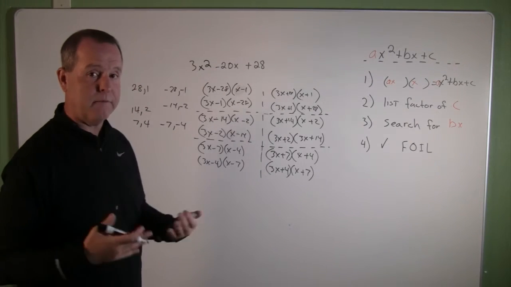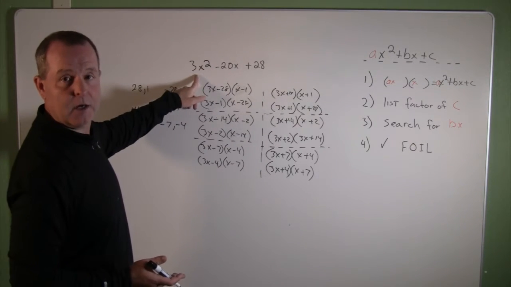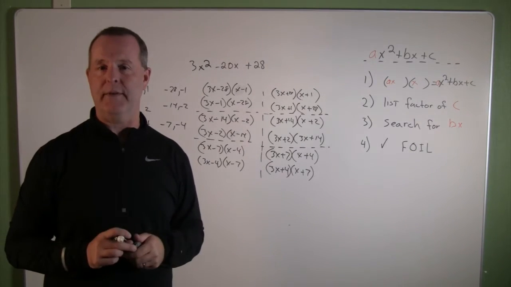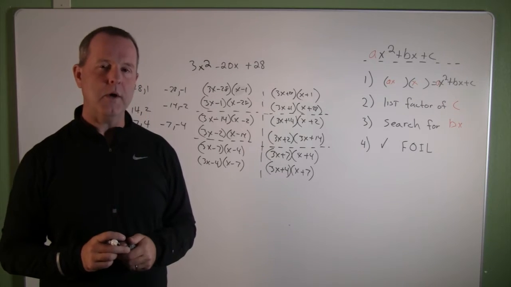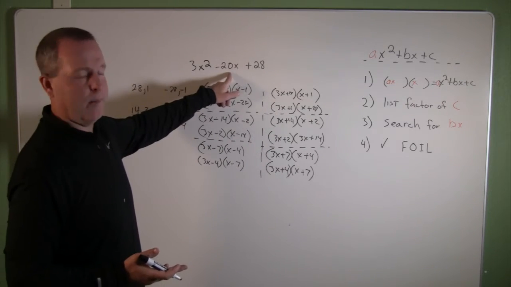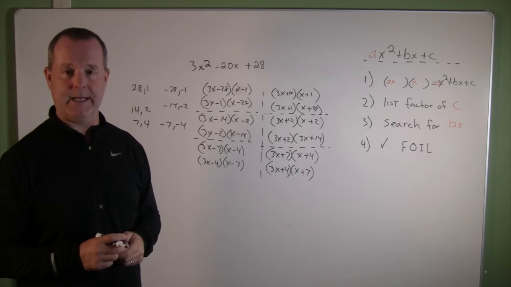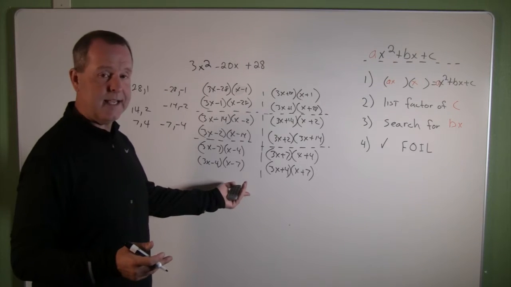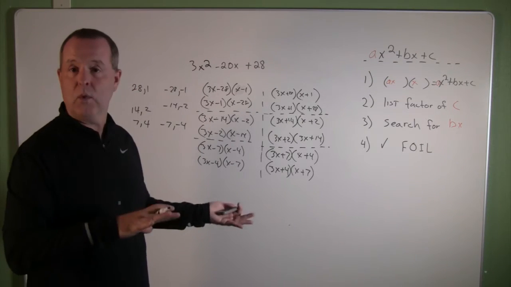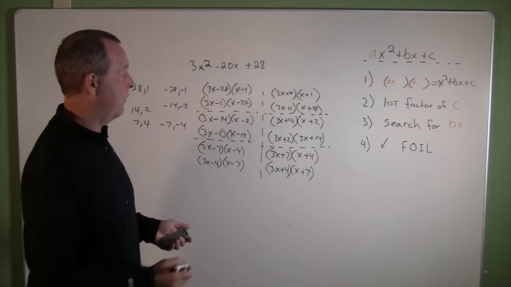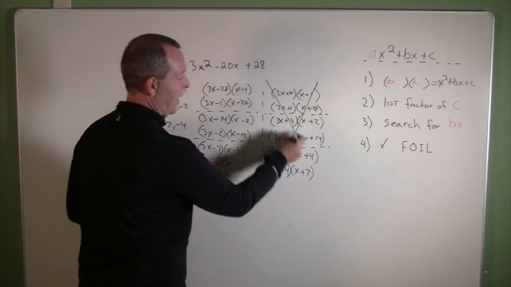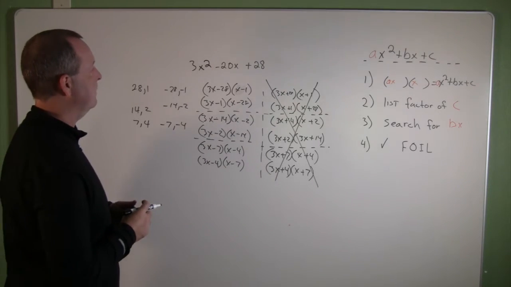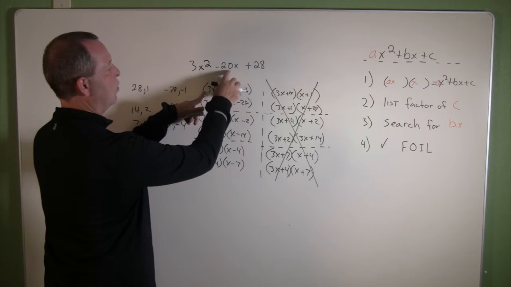Every one of these, if I were to FOIL them, would produce a leading term of 3x squared and an ending term of 28. All of those meet that qualification. However, we're also looking for the one that makes the middle term, negative 20x. That happens when I multiply the outers and the inners. The good thing is I narrowed the list down to a relatively small number. I can narrow it down further by not checking the positive ones, because there's no way two positives added will make a negative. Now I just need to look for the one that makes a 20.